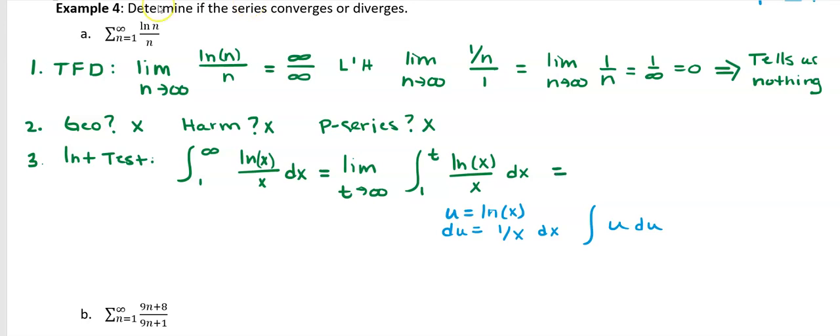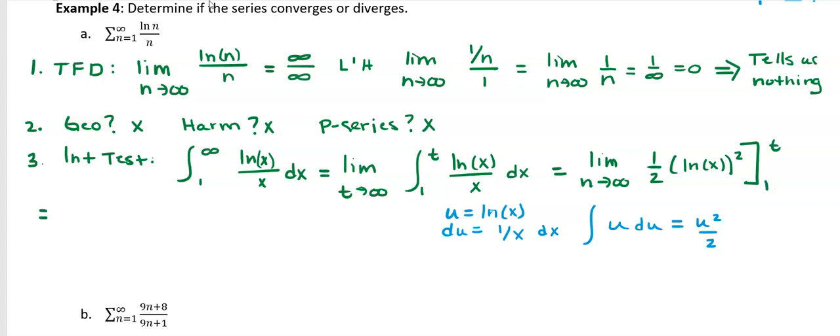And then if I, of course, put back in my ln, this would give me the limit as t approaches infinity of 1/2, I need that 1/2 from the division by 2 there, ln of x squared, and we're going to need to evaluate that at both t and 1.